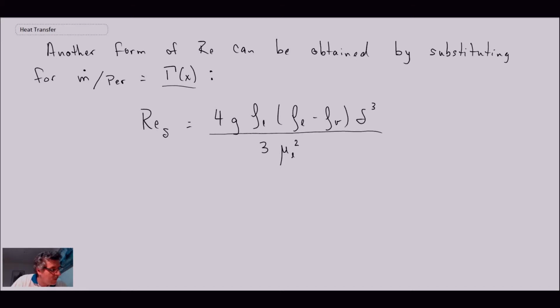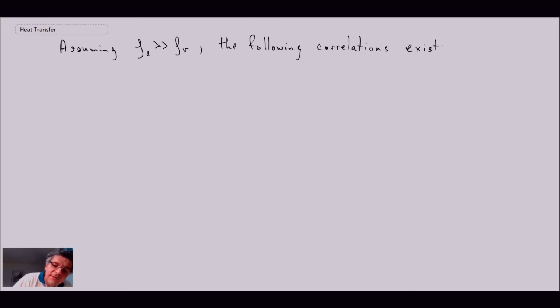Now, we're going to assume that the density of the liquid is much larger than the density of the vapor, which is usually the case. When you look at water, typically at atmospheric pressure, it's a difference of about 1,000. So it's a fair assumption to say that the liquid density is much higher than the vapor, and we're going to make that assumption. With that assumption, we can then express the following correlations.